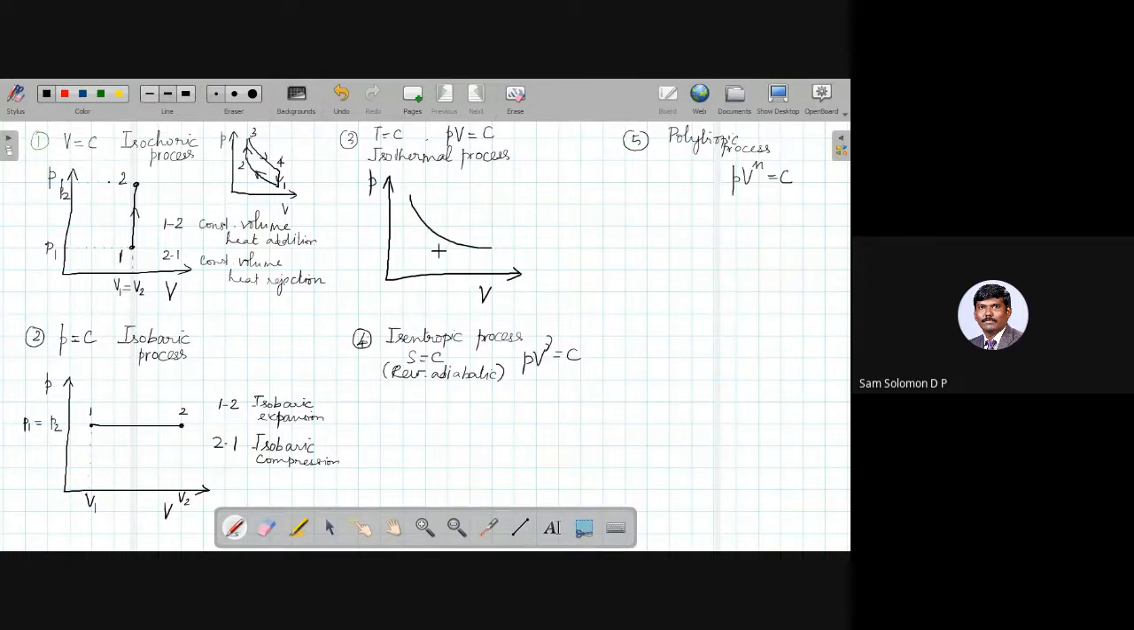A curve. It can be either 1 to 2 or it can be 2 to 1. Okay. So please remember this. When you are drawing a PV diagram, you are going to have only these three curves. Either you are going to have a horizontal line, or a vertical line, or a curve, an exponential curve.